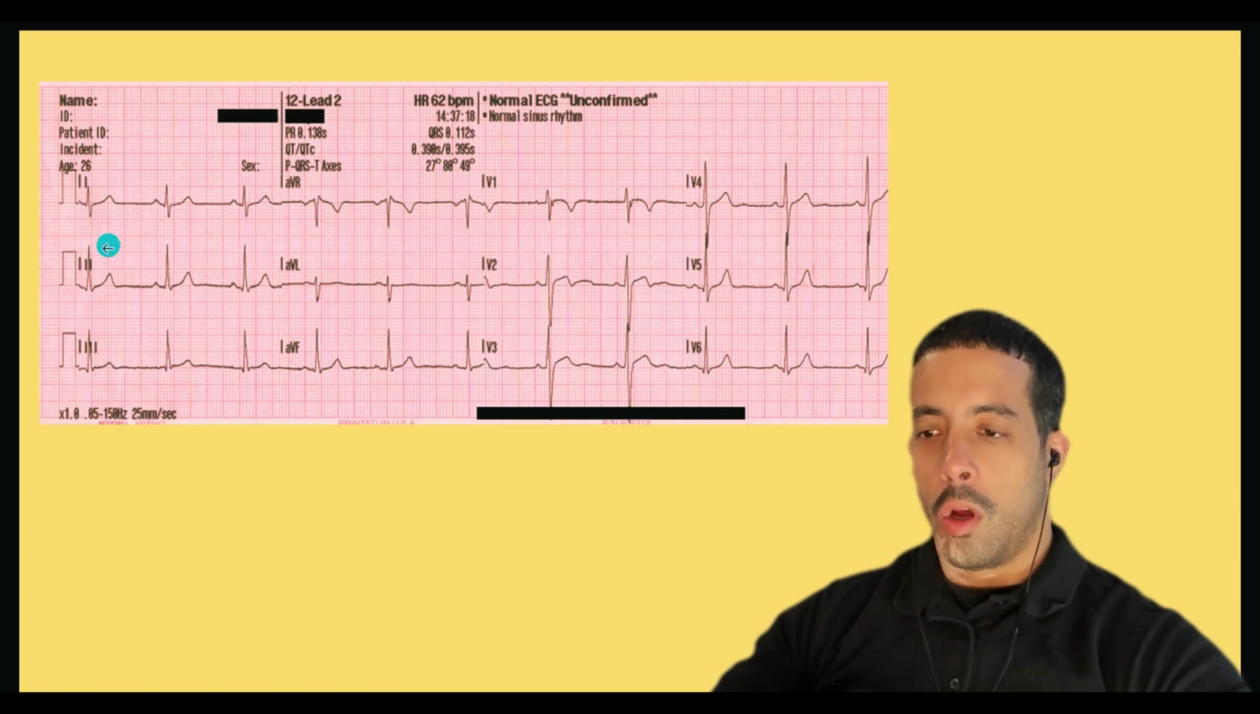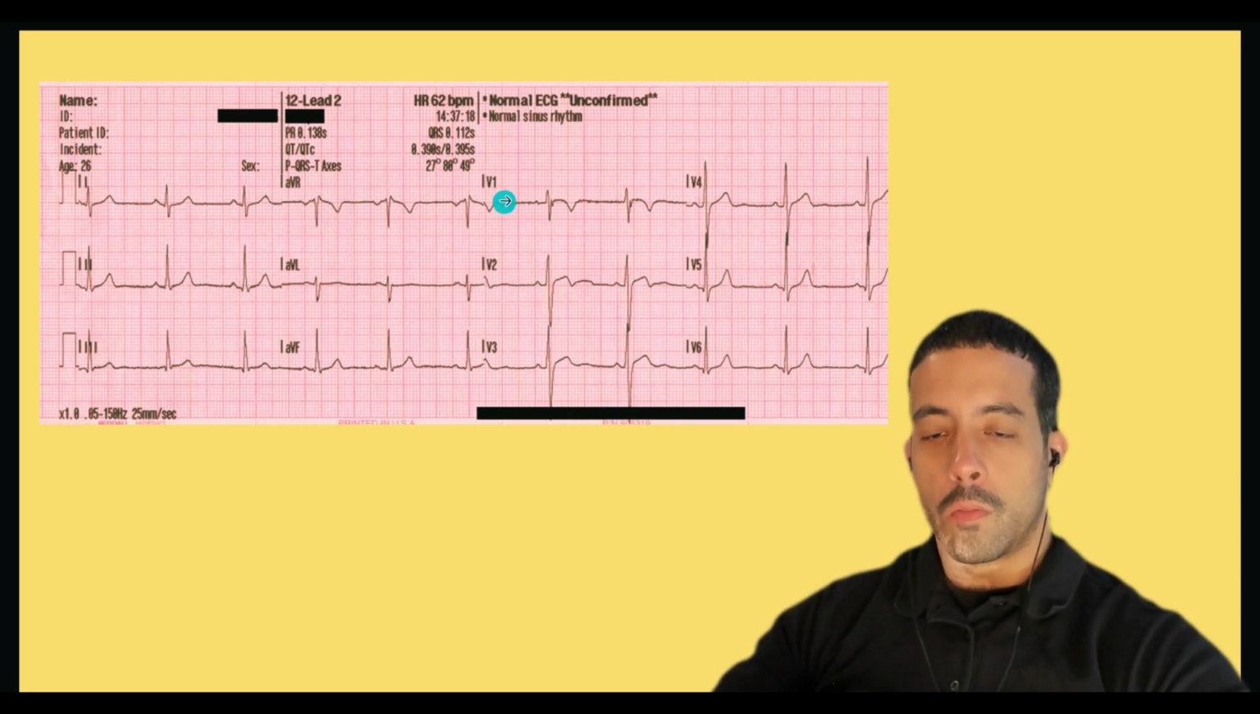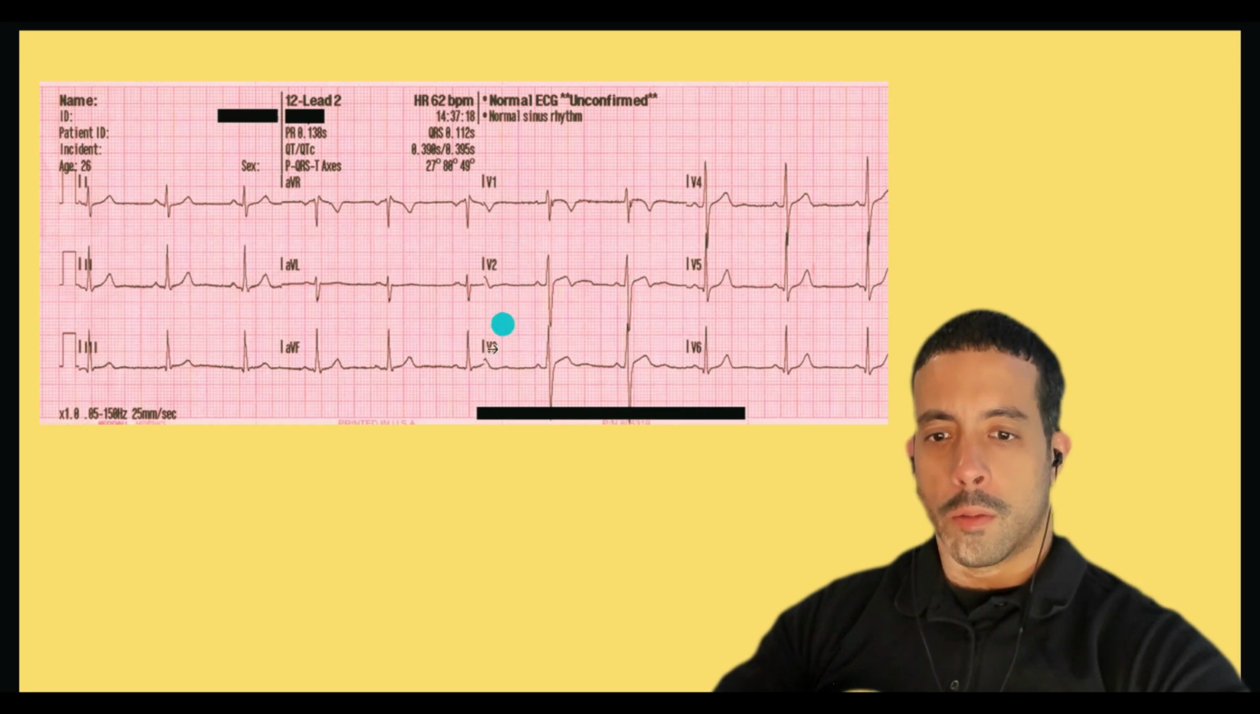We have leads 2, 3, AVF, and V1, V2, V3, V4, V5, V6. Let me tell you what I see. V1 and V2, think about Sally. V1 and V2 is S. So that's S for Sally, S for septal. This is showing you the septal part of the heart.